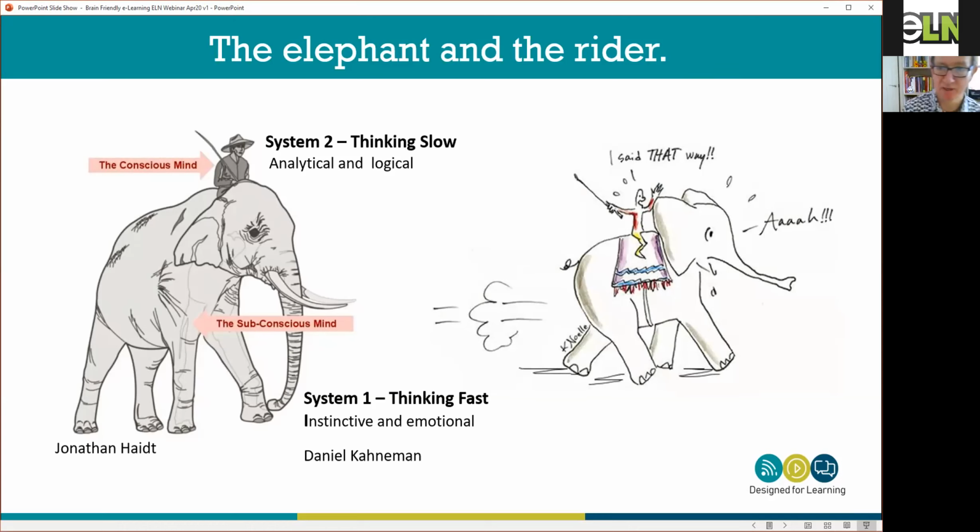So the elephant and the rider is quite a nice analogy, and Julie Dirksen uses it really well in her book. I definitely recommend Design for How People Learn.